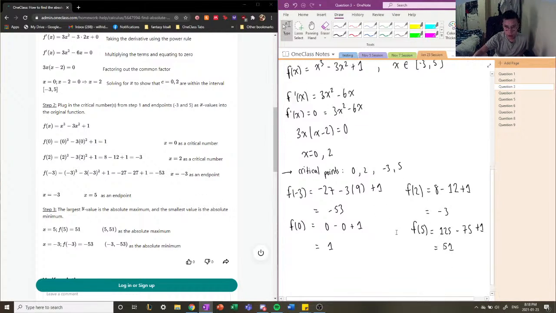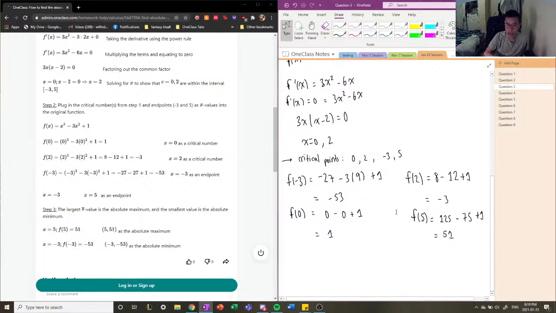So once we evaluate all the points, now we can label which ones are absolute max and absolute min. Our absolute min is the point f of -3, so f of -3 and -53 is the absolute min. And 5 and 51 is the absolute max.